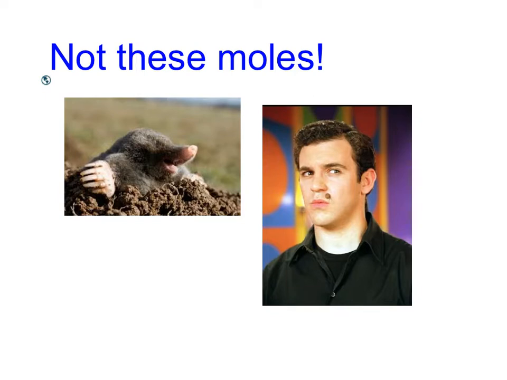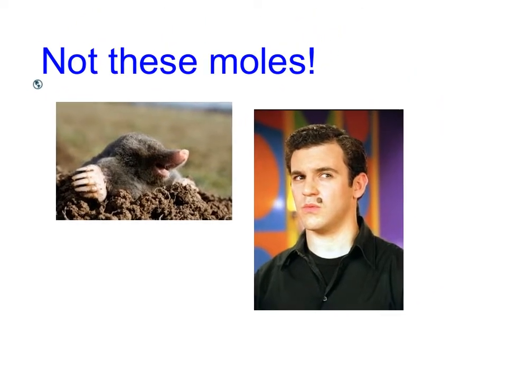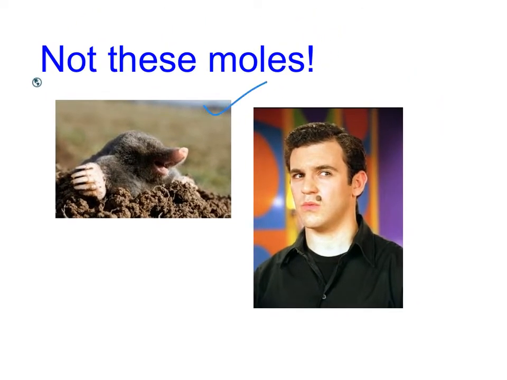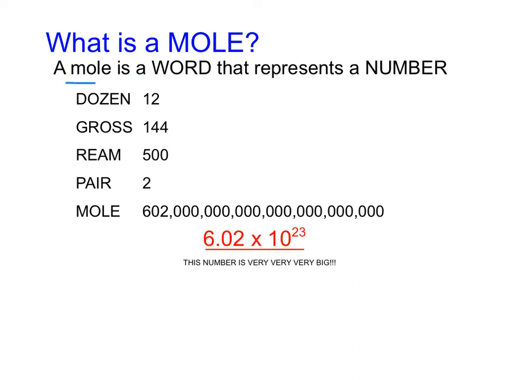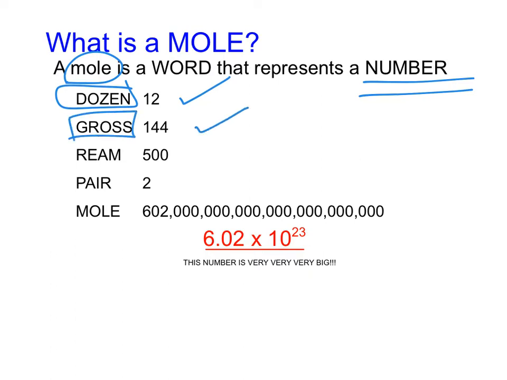Well, let's start with what we don't mean. We don't mean the animal, the mole, and we don't mean the mole on a person's face. What we do mean is that a mole is a word that represents a set number. For example, if you hear the word dozen, we all can agree that a dozen means you have 12 things. A gross means you have 144 things. A ream means you have 500 things. If you have a pair of something, you have 2 things.